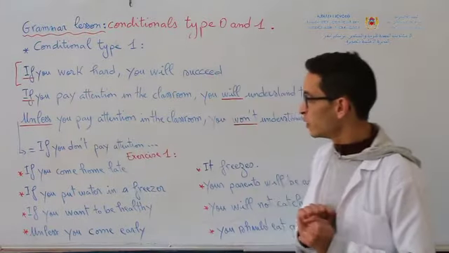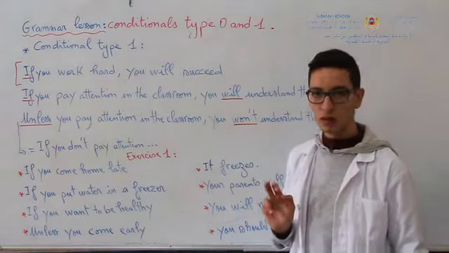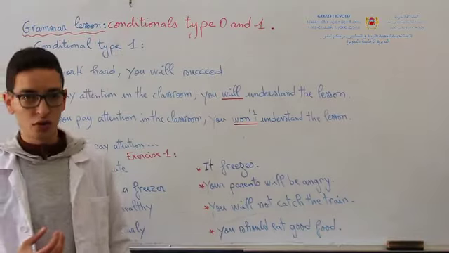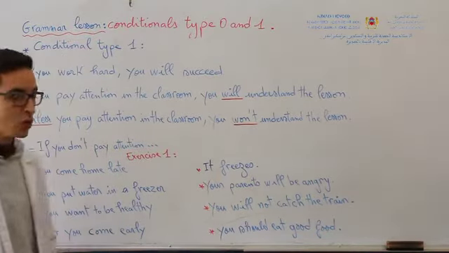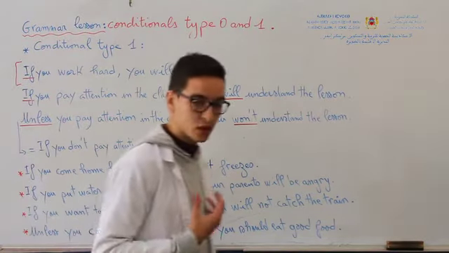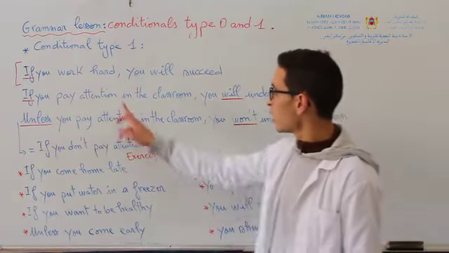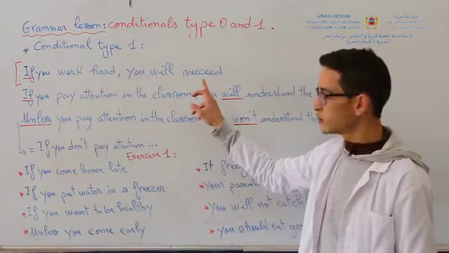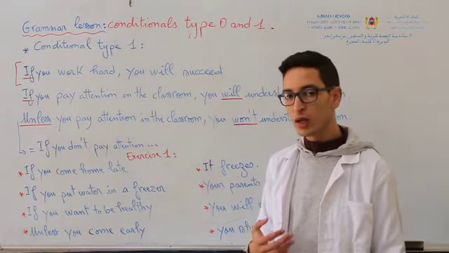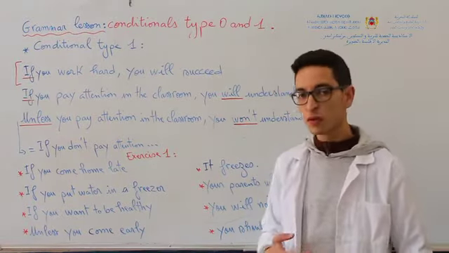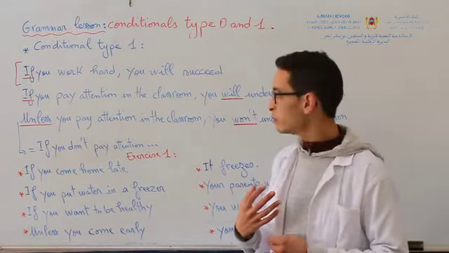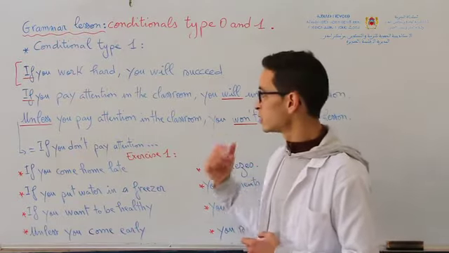Example number 1: if you work hard, you will succeed. This is a very usual sentence that teachers use when they want to motivate their students, or when they want to give some sort of advice to their students. So hard work usually leads to success. There are people who work hard and who unfortunately don't become successful. Why? Because of some external factor. But the usual outcome, or the usual result, is success.